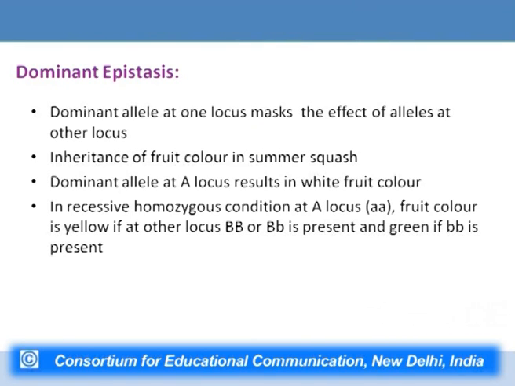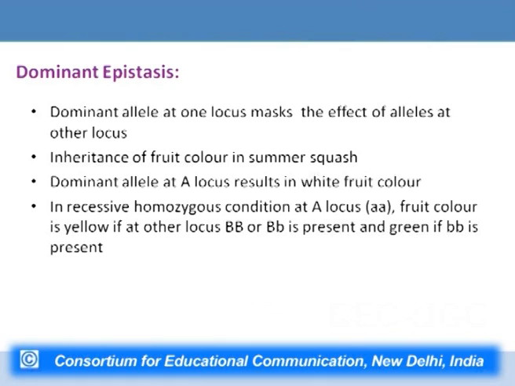Another type of modification is dominant epistasis. Dominant epistasis occurs when a dominant allele at one locus masks the effect of alleles at other locus. This particular modification can be explained with the help of summer squash, which is a vegetable, and fruit color in this vegetable can be explained because of dominant epistatic interaction. Herein, dominant allele at A locus results in white fruit color. If at A locus there is recessive homozygous condition, then the fruit color is yellow.